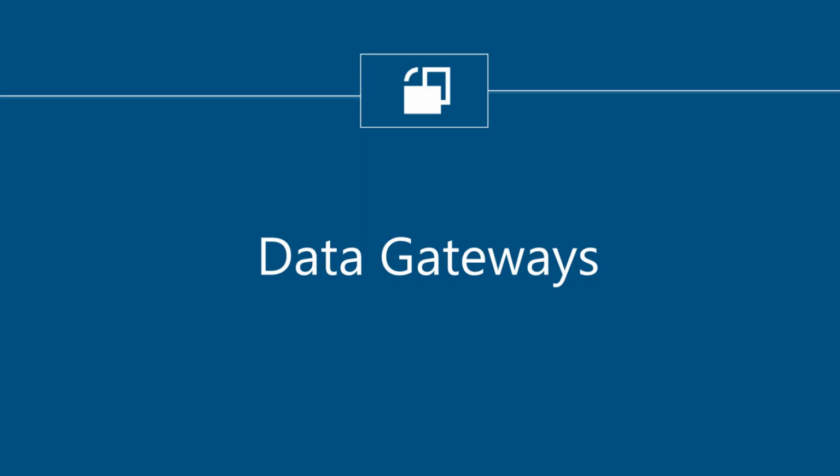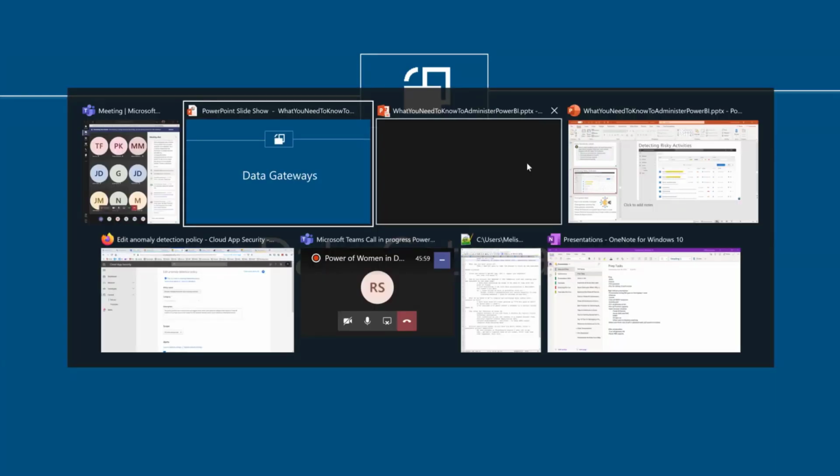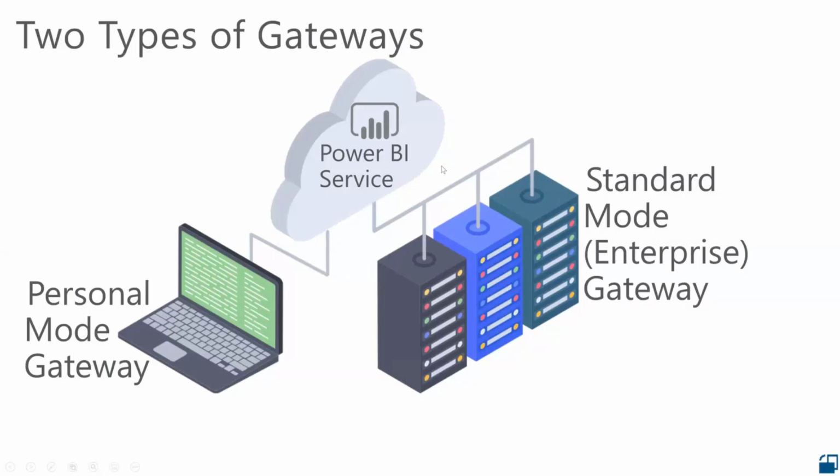Okay, so data gateways. We have two types of gateways. There is a personal mode and there is a standard mode. I still tend to want to call it enterprise, but the official name is standard mode. And they are also called a gateway cluster. The word cluster is still used even if there's a single server in the gateway. But what this picture is intending to represent is that I have 3 servers inside my standard mode cluster.